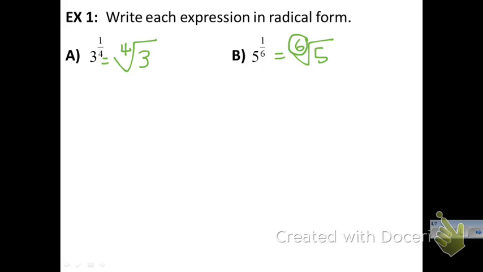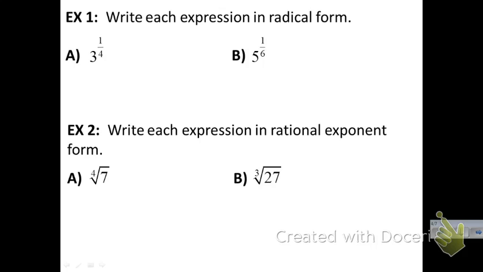But that's not asking you to find it, it's just asking you to write the expression in radical form. On example 2, we're going to write the expression in rational exponent form. So we're going to go the other direction, and we're going to write this now with a fraction in our exponent. So 7 to the, remember this is our power on top, so 1 over 4, the index is the denominator. On B, we would write this as 27, and there's a 1 there, to the 1/3.